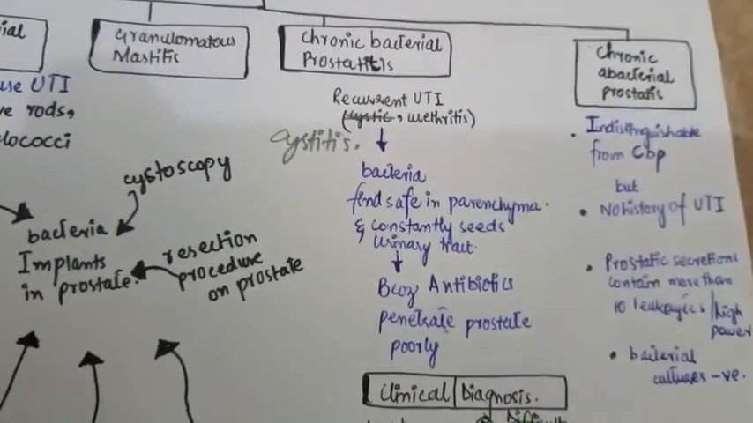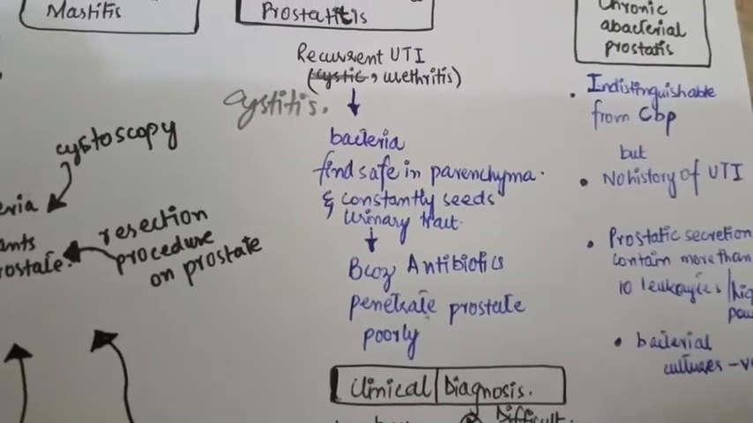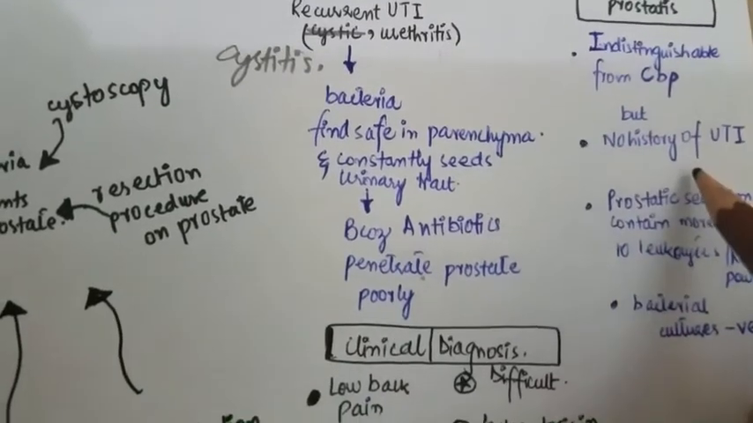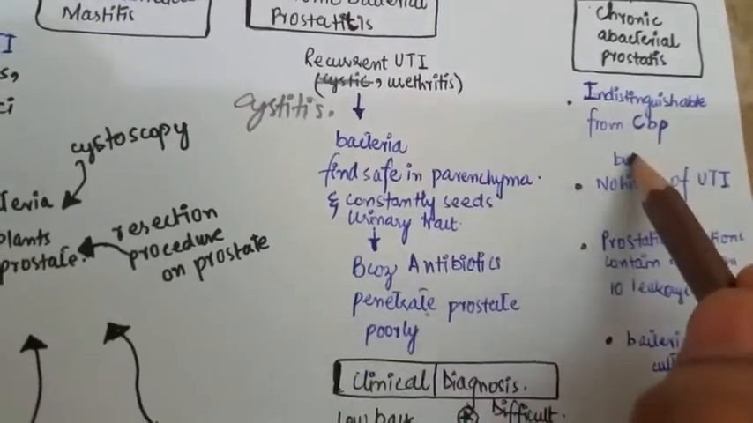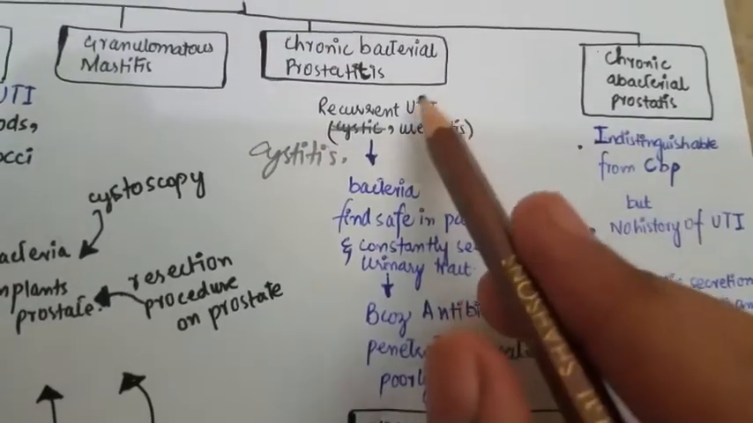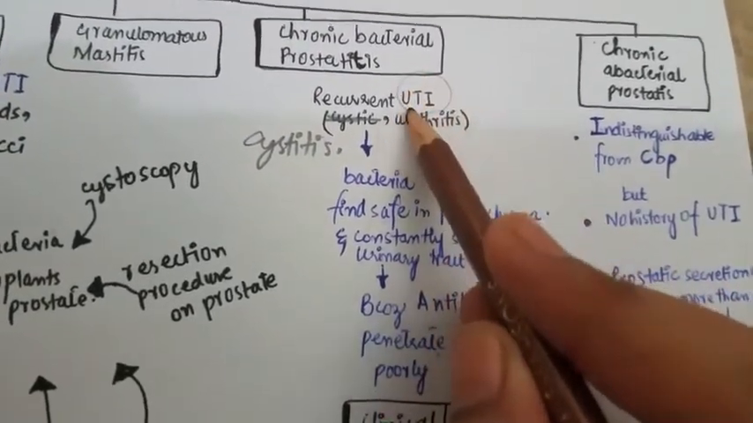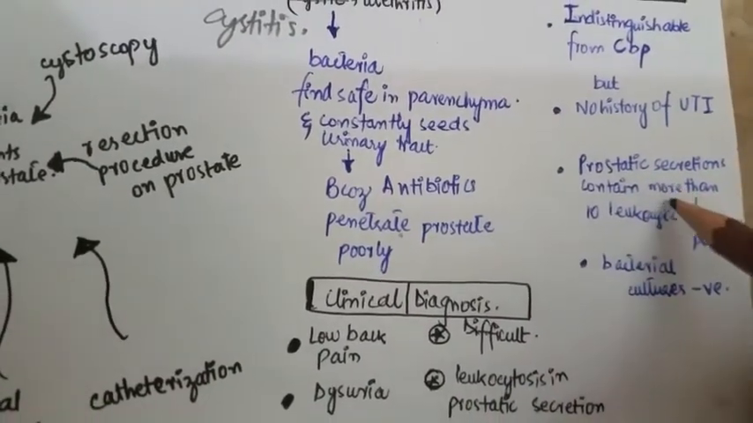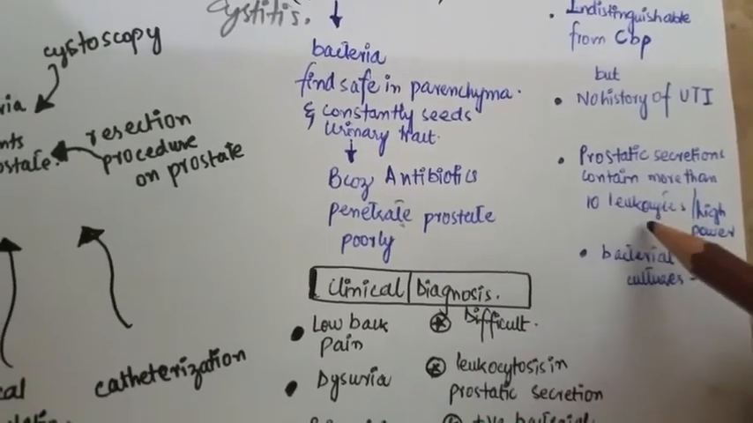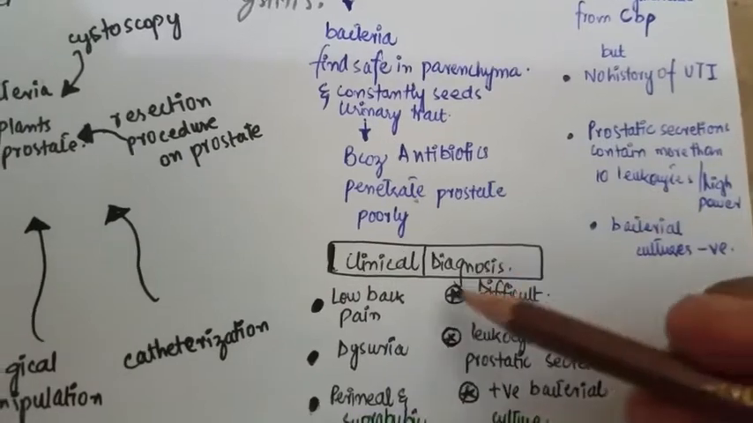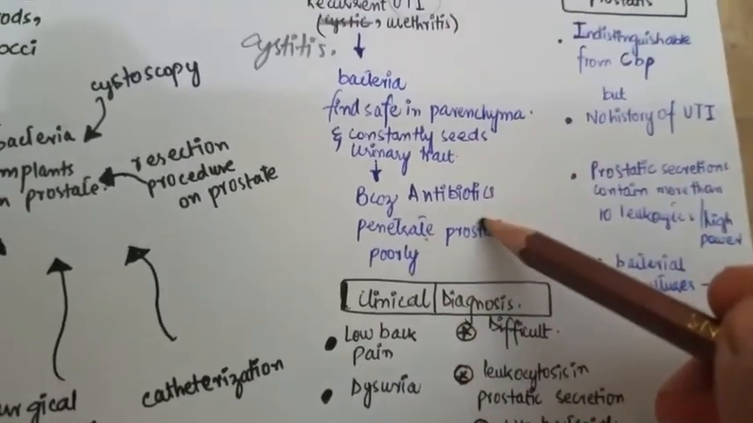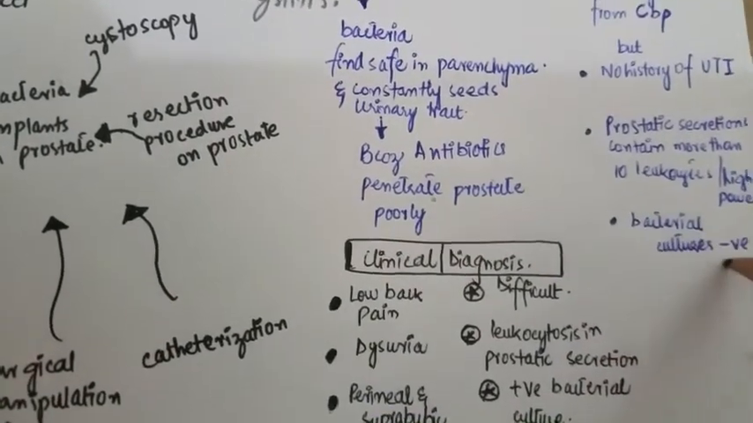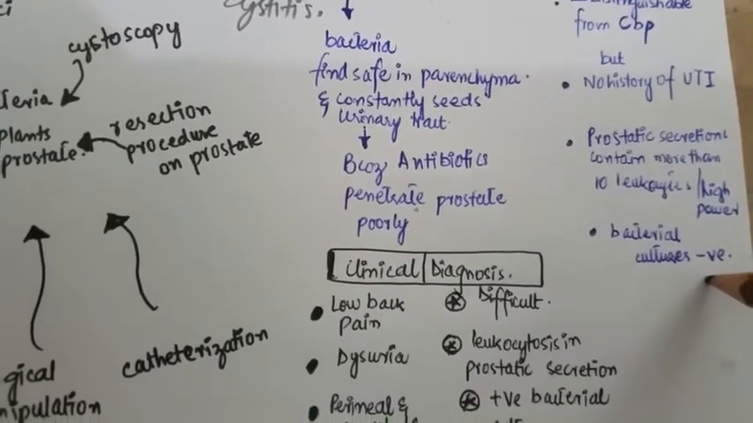Now come to chronic abacterial prostatitis. Basically it's indistinguishable from chronic bacterial prostatitis. But what is the difference between chronic bacterial prostatitis and chronic abacterial prostatitis? In chronic bacterial prostatitis there is a history of recurrent UTI, but in the abacterial form there is no history of recurrent UTI, and the prostatic secretion contains more than 10 leukocytes. The third difference is that these are negative for bacterial culture.